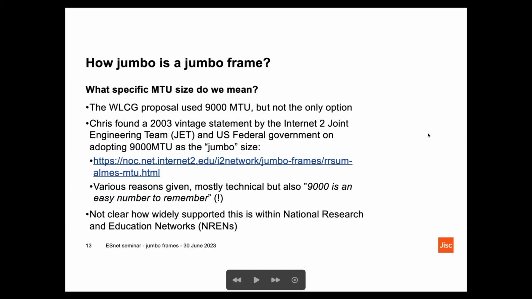I found it quite amusing. There were some really good technical things in there. The last reason was, and 9000 is an easy number to remember. Now you might say, well, isn't 8192? I just thought that was amusing.